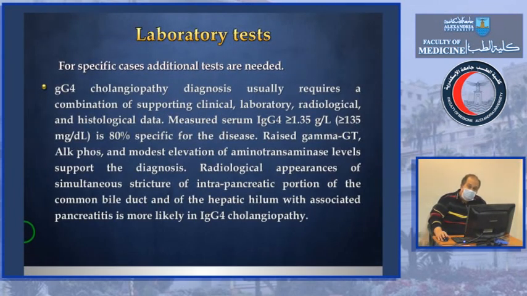We have another immune liver disease, which is called IgG4 cholangiopathy, in which there is inflammation in all tissues, including the salivary glands, subcutaneous tissue, the pancreas, and the bile ducts. It is diagnosed by elevation of the serum IgG4, in which the level is more than 1.35 gram per liter.